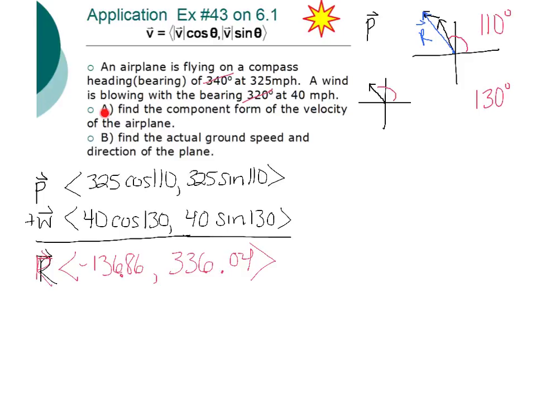We've done part A. Find the component form of the velocity of the airplane. So let's go ahead and box that in. That's the first answer. The second part, it says find the actual ground speed and the direction of the plane. Well, the actual ground speed is this speed measurement that is our magnitude. We need to find the magnitude of our new vector. Well, we can do that.